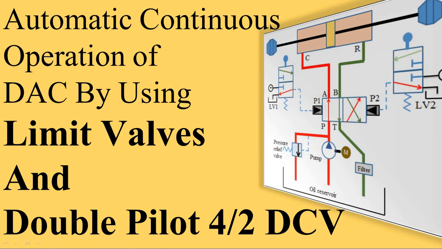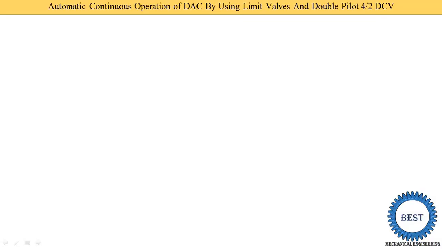In this video, I explain automatic continuous operation of double acting cylinders by using limit valves and a double pilot 4x2 directional control valve, using various animations, so you will understand this theory very easily. For any hydraulic or pneumatic system to be automatic, we need to use either a limit switch, limit valves or a sequence valve. Earlier I uploaded one video in which we used the limit switch. Now this one covers limit valves, and next I will upload one related to the sequence valve.